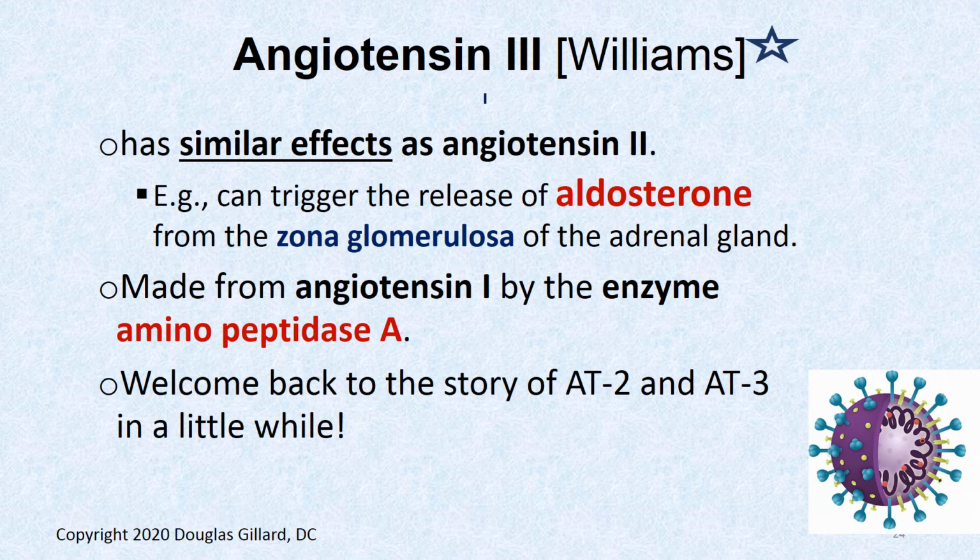Let's talk about angiotensin III, and we'll come back to the COVID story in a minute. Angiotensin III is another one. It has a similar effect to angiotensin II. For example, just like angiotensin II, angiotensin III can trigger the release of aldosterone. It's made from angiotensin I, so even though angiotensin I doesn't do anything, it can be converted by aminopeptidase A into something similar to angiotensin II, which is angiotensin III. And so we'll leave it at that for right now.